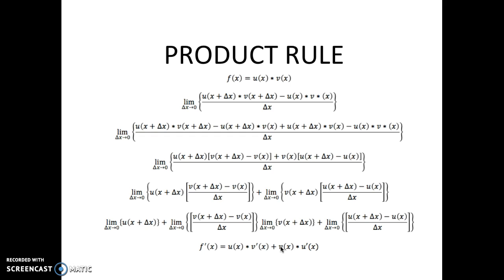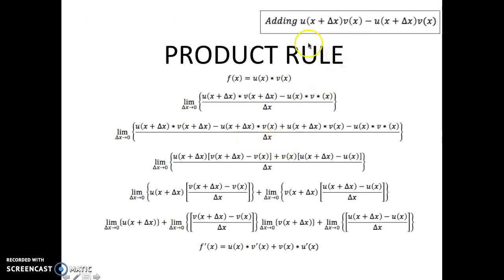Now we're getting into something a little more difficult. I think this is the product rule. And here we got our function f of x equals u of x times v of x. Again, we are writing it into the formula like we did the last time. And then in this step, now it gets tricky.